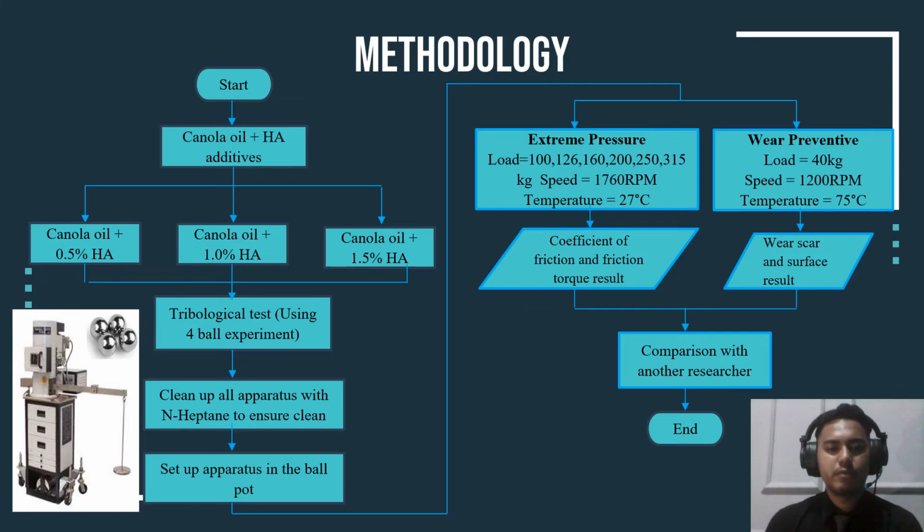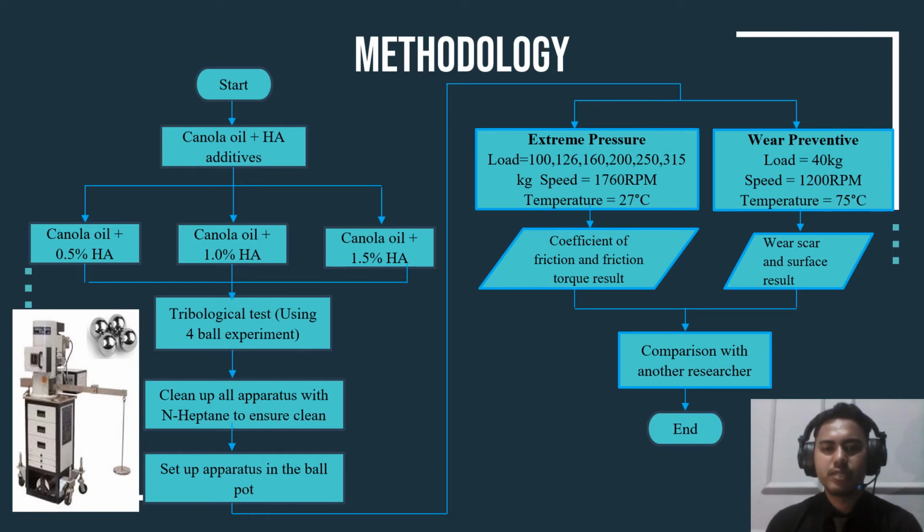Next, after sample preparation, we go to the apparatus setup, where I will use the tribological test using four-ball experiments. I will clean all the apparatus, such as the ball bearings and ball pots, with an inhibitor to ensure they are clean and do not interfere with my results. I will set up the apparatus by putting the ball bearings in place and pouring the 10 ml of sample into the ball pot. Next is to run the experiments under two conditions.